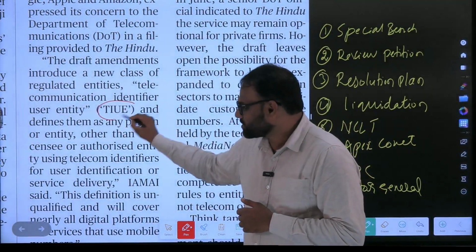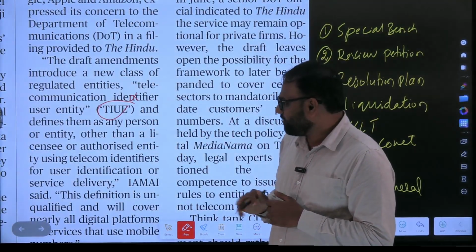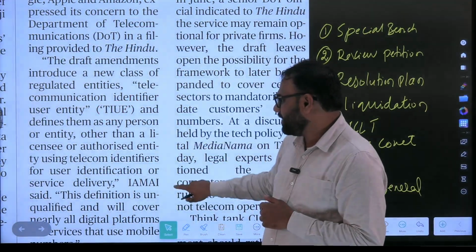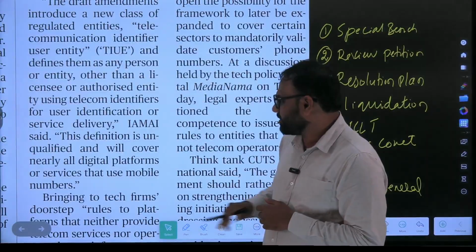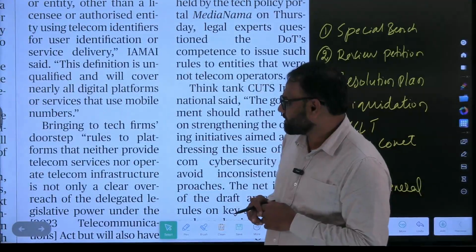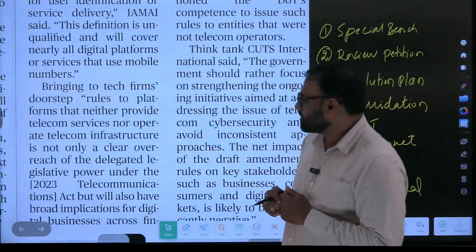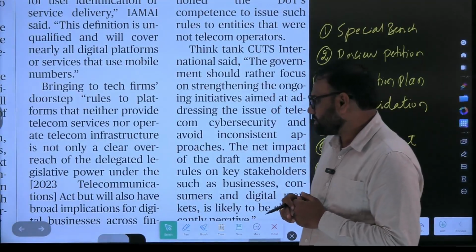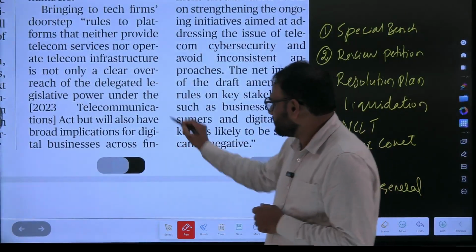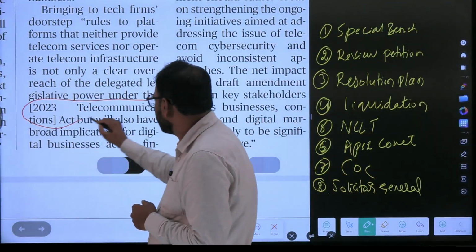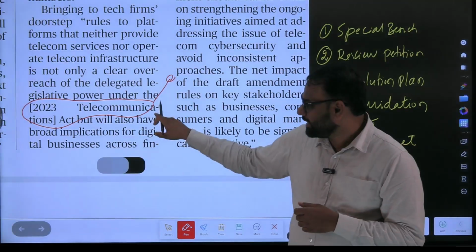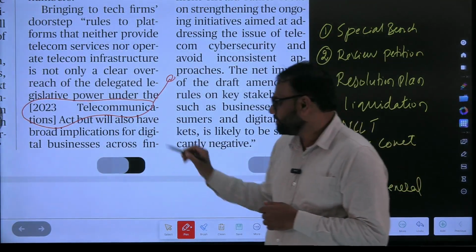Still it is in the draft stage, so we will not worry about it. It defines them as any person or entity other than a licensed or authorized entity using telecom identifiers for user identification or services. This definition is unqualified and will cover nearly all digital platforms or services that use mobile numbers, bringing rules to tech firms' doorstep for platforms that neither provide telecom services nor are under the Telecommunications Act. This is important. Those rules are being brought under which act? Telecommunications Act.